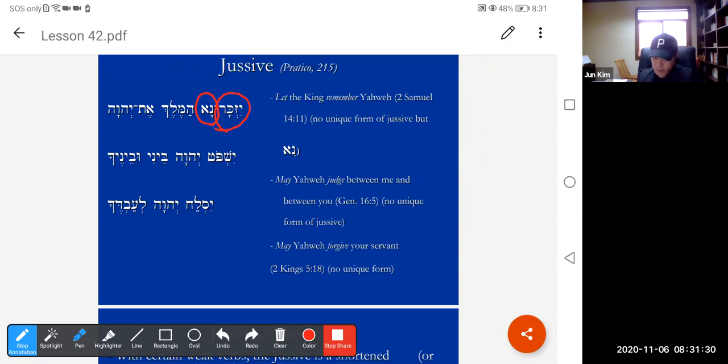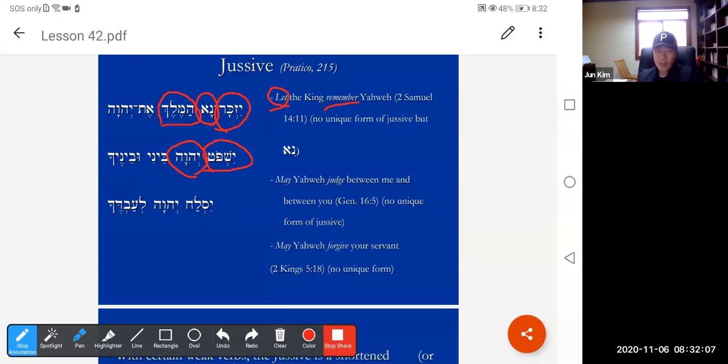So the translation is let, and who is the subject? As you can see, the king. So let the king remember, or may the king remember. That's the translation of jussive. Look at this. This is yishpat, which means to judge, and the real subject follows after the verb. So this is the jussive, but unfortunately, we don't have any clue.